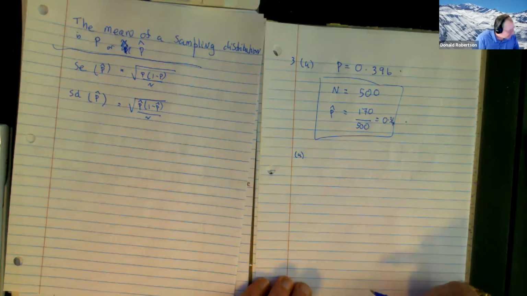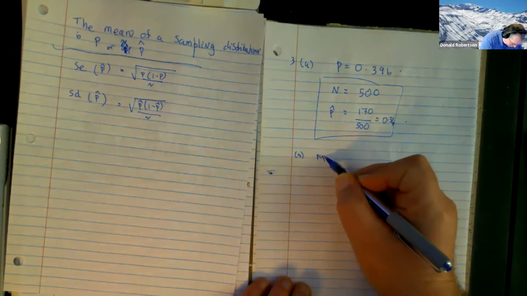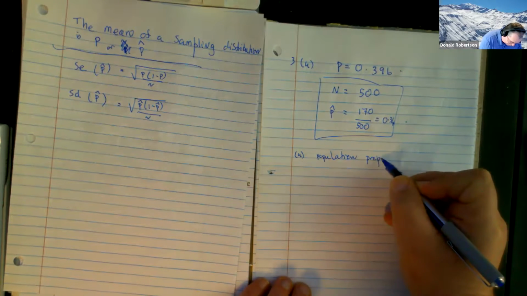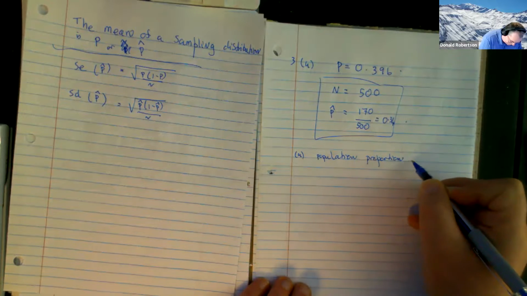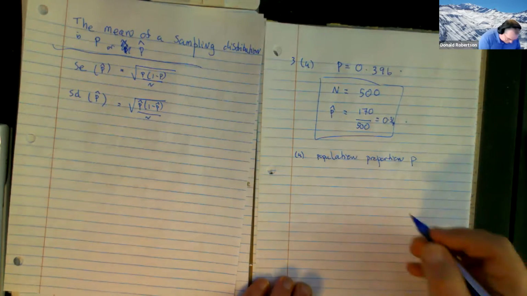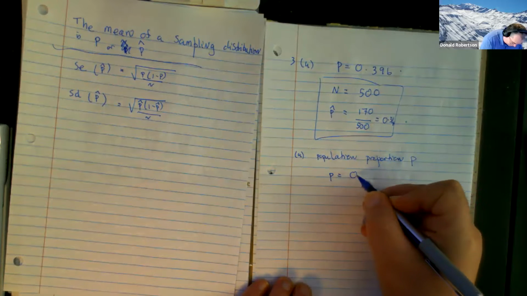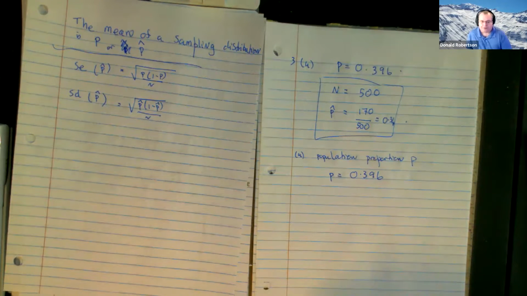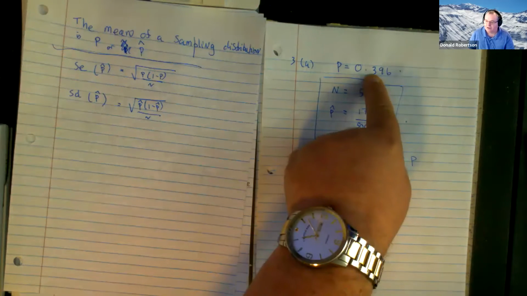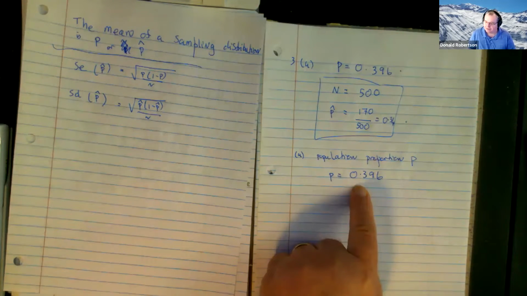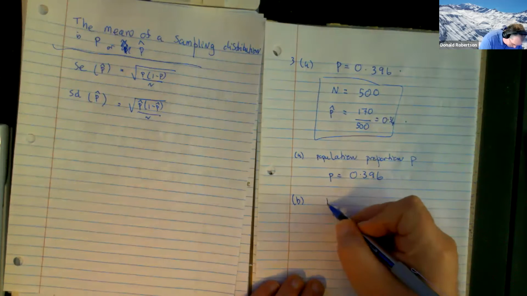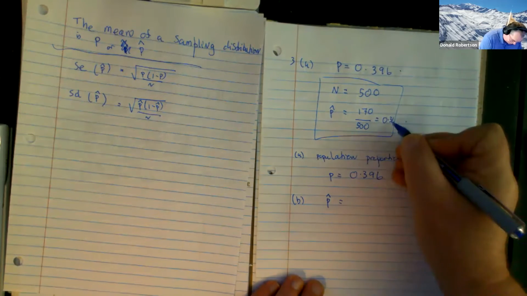Now question A says, what is the population proportion, P? That question is so easy, you'd probably overthink it. Haven't they told you what the answer is right at the start? So you're just repeating yourself. Now, what is P hat? I found that a minute ago.